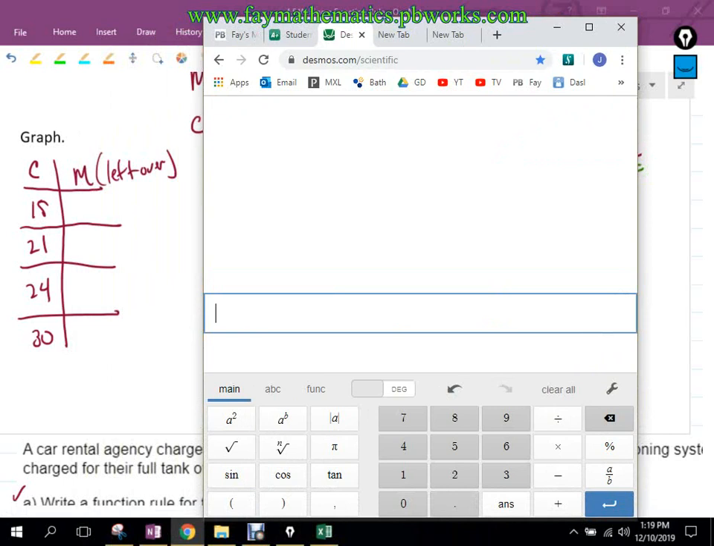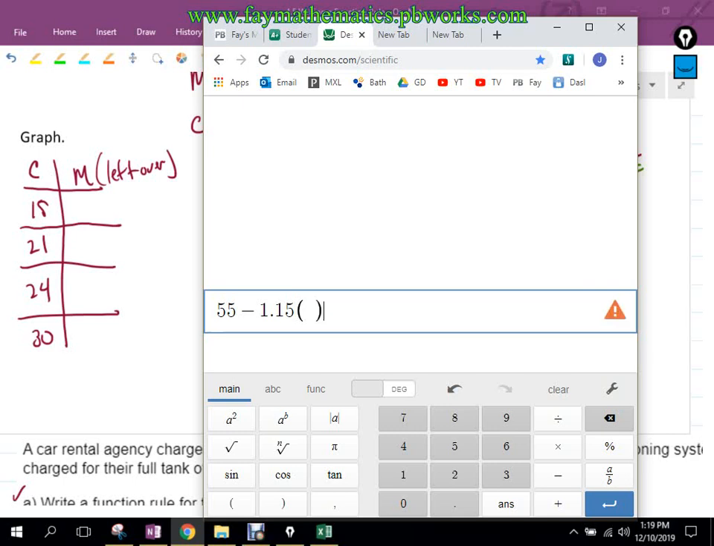It doesn't matter, guys, whether you use a TI-83 or 84, one of these big, chunky calculators that I've got back here, or one of my red ones, or your blue and gray ones, or Desmos. I'm going to show you on Desmos, and it's the same way you would do it on any of those other calculators. You're going to type in your function. My function was 55 minus 1.15 times C, right? Your calculators aren't going to have letters on them, so I'm just going to put parentheses there in place of what C is. Does that make sense, everybody?